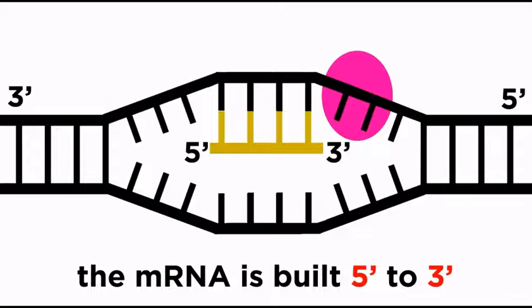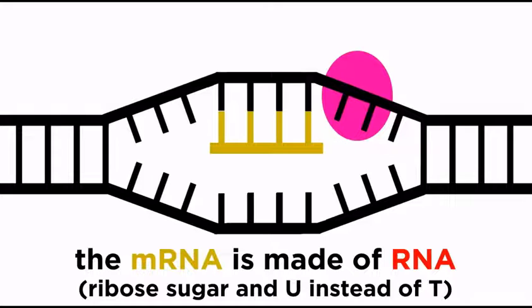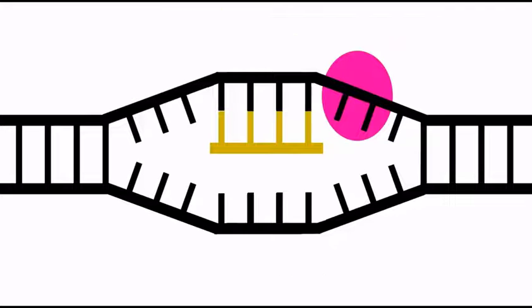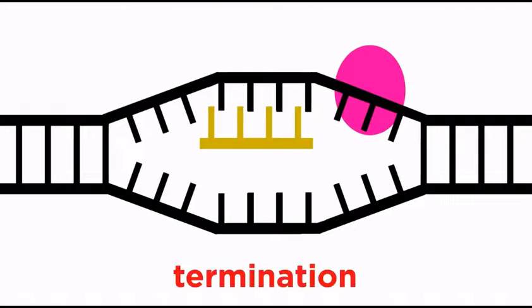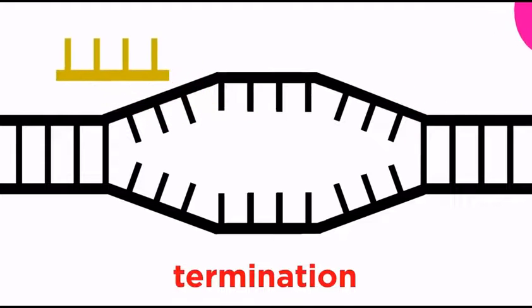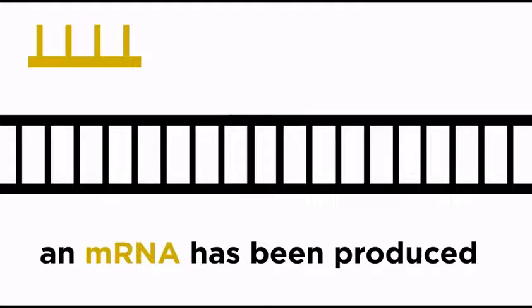The main difference here is that RNA is being synthesized, which, as we recall, will be ribose rather than deoxyribose, and it will have uracil instead of thymine. Unlike replication, RNA polymerase zips DNA back up as it goes, keeping only 10 to 20 bases exposed at a time. Once RNA polymerase reaches the end of the gene, termination occurs. The enzyme detaches from the gene and the DNA is returned to its original state. But we have produced an mRNA.